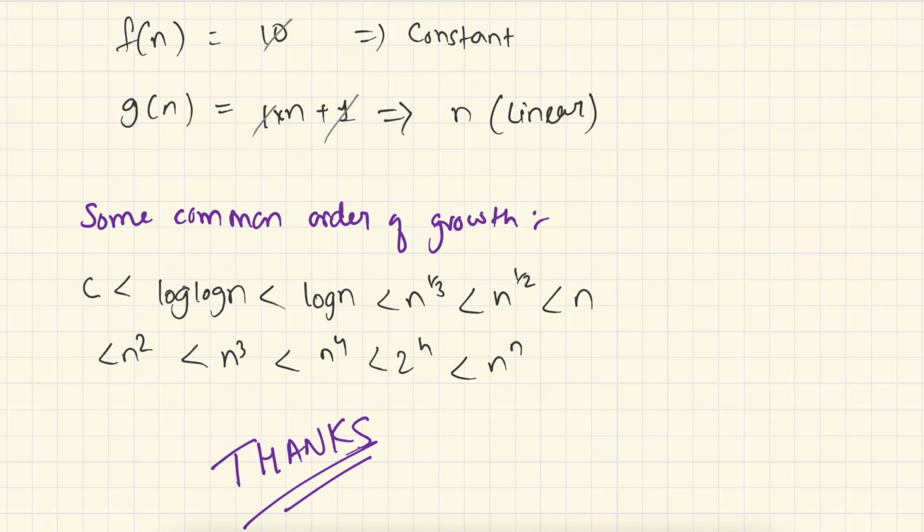So if you go to the left of this sequence, you get the lower order terms. It means it grows very slowly. And if you go to the right of this sequence, you get the higher order terms. 2 to the power n is a very high order term because it is exponentially growing. And n to the power n is also exponential growth. So constant is the smallest order of growth and n to the power n is the highest order of growth.